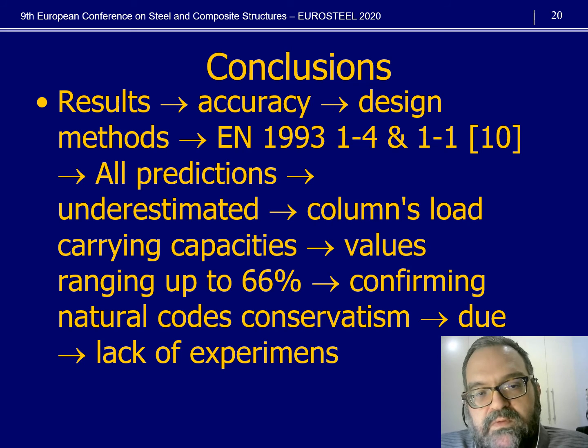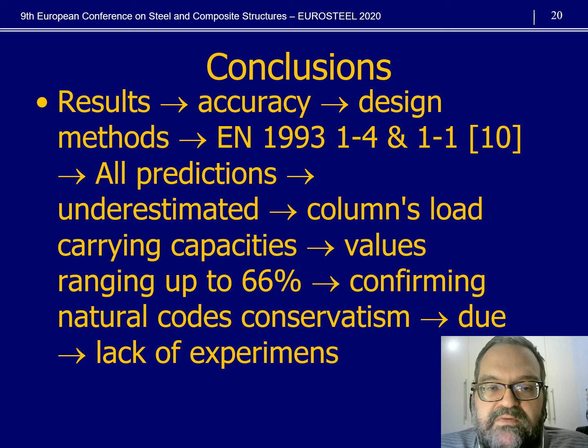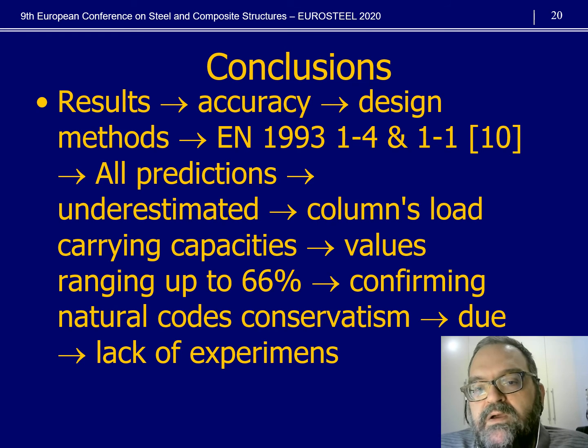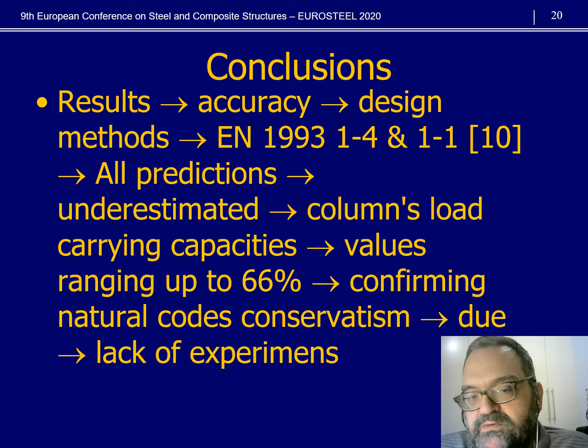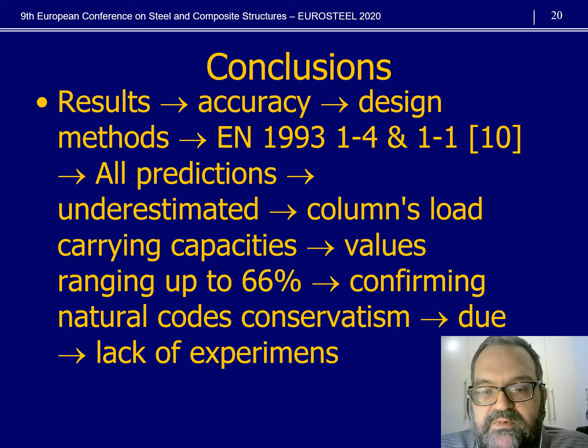The results were used to assess the accuracy of the design methods present in Eurocode 3 parts 1.4 and 1.10, and in all the predictions it was clear that the column ultimate load capacity was underestimated, with values ranging up to 66%, confirming the code conservatism that is naturally due to the lack of experience that we still have.